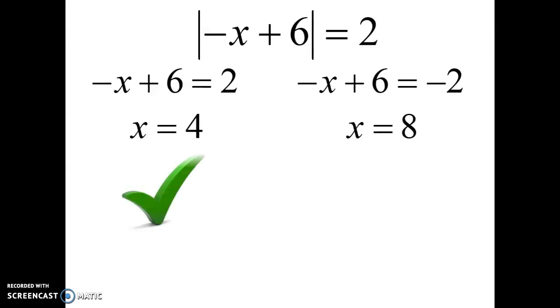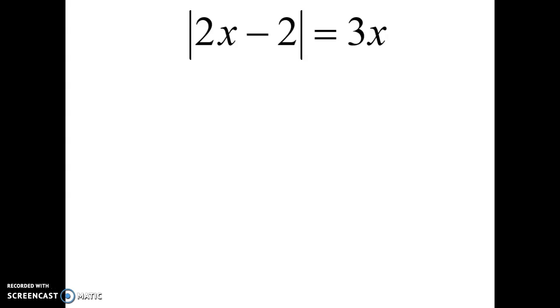And then checking them out, they both work. All right. Next example. Now in this case, we have a little bit more in our answer than just a number. We have a variable as well. This is going to cause some issues that we're going to see how to resolve in a minute.